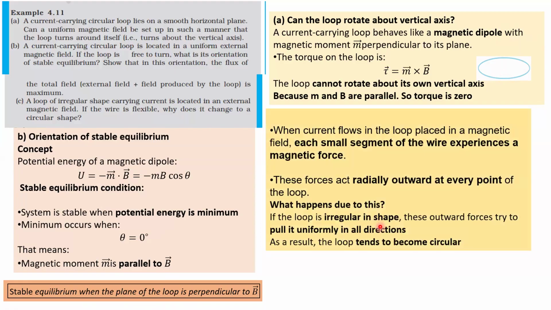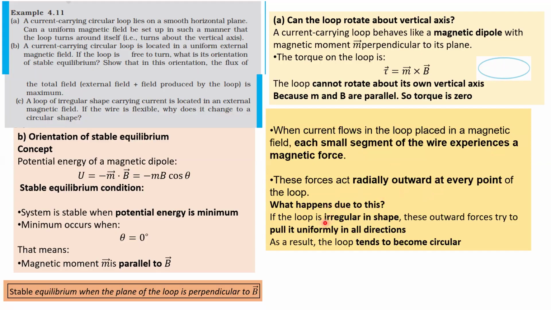A loop of irregular shape carrying current is located in an external magnetic field. If the wire is flexible, why does it change to a circular loop? Yes. When a current is flowing in a loop, which is kept under the uniform magnetic field, each small segment of the wire experiences magnetic force. This force actually acts radially outward. There will be an outward pull on each and every segment.